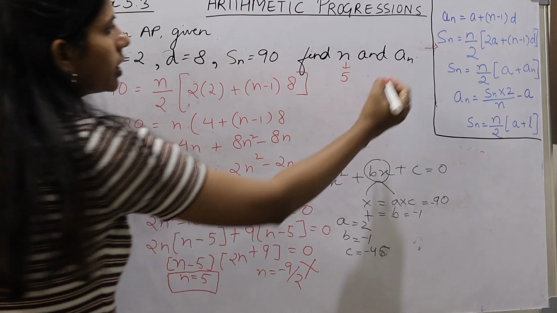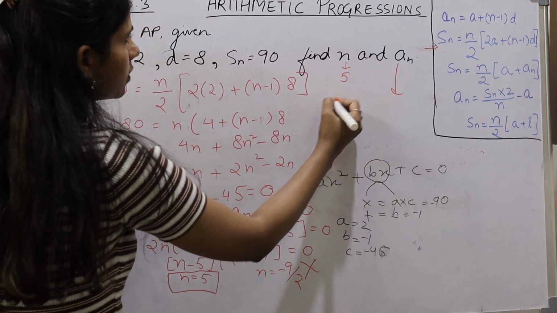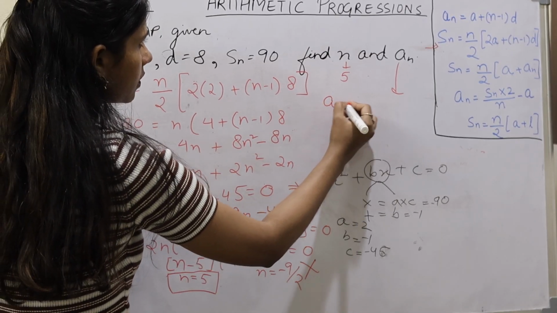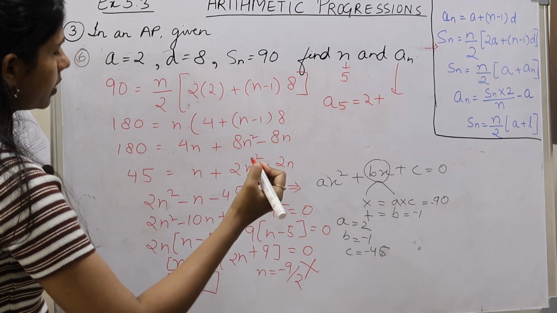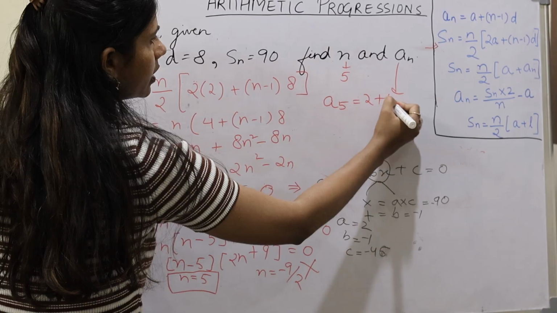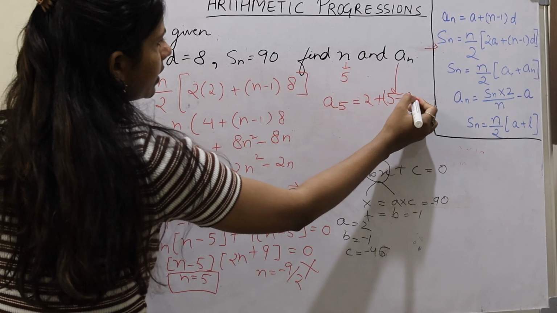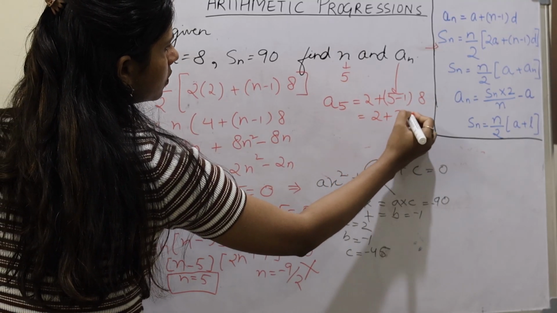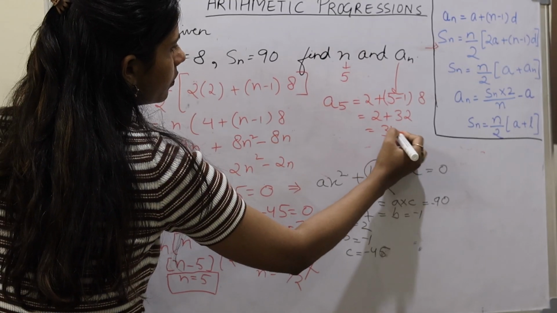Now we have to find an. So we will use these values. The first formula: a5 equal to a plus (n minus 1) d. 5 minus 1, 4. D is 8. So 2 plus, okay, 34.